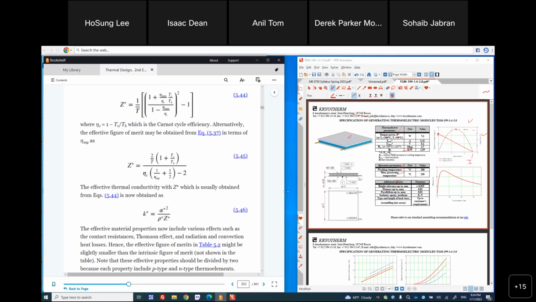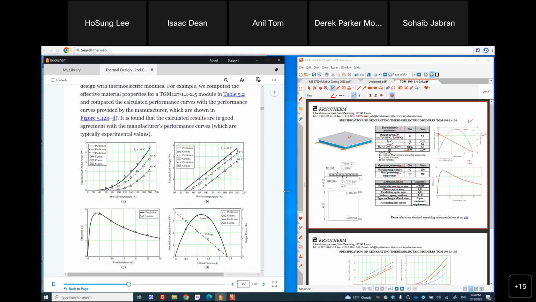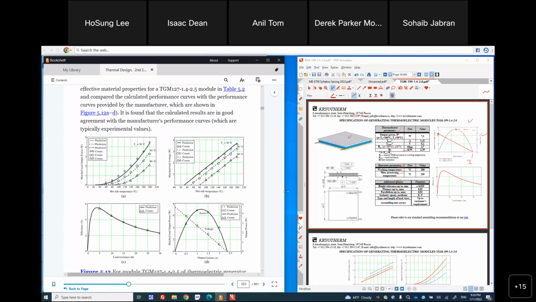And then I compare. This is amazing. The solid line is ideal, and the marks are real. Is it a good or no good comparison between the ideal and the real measurement values? It's good. So what happened? The real and ideal are in agreement with the effective material property.